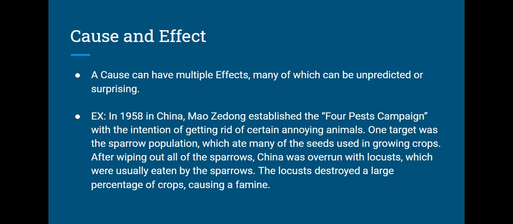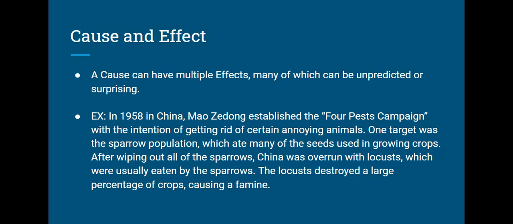And the sparrows ate the locusts. So if you get rid of the sparrows, there's going to be a lot more locusts. The locusts then swooped in, destroyed a lot of the crops anyway, and caused a famine. So you see here, there are unintended consequences of certain actions. The cause here is getting rid of the sparrows. The effect is the locusts increased, right?